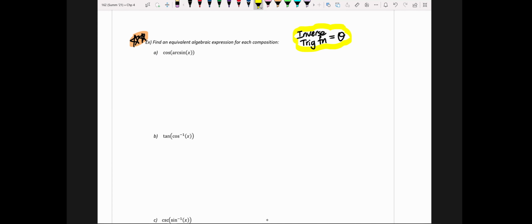So these compositions are a little different because they don't give us the input. The input is x. So we're going to draw a right triangle. And this is a strategy that's going to be helpful that you'll use in second semester calculus.